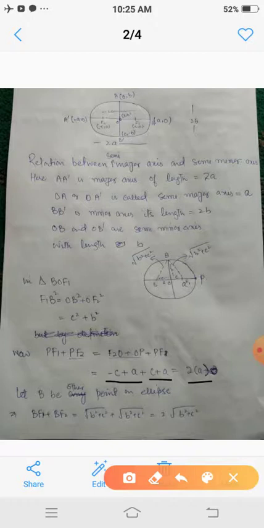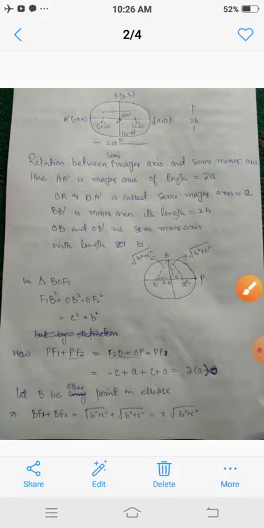Now let B be another point. Let's assume that B is this point. Then by definition, BF1 plus BF2 equals root of B square plus C square plus root of B square plus C square, that is simply twice root of B square plus C square. Now B lies on the ellipse and P lies on the ellipse, so by definition the sum of the distances of these two points from the two fixed points is constant and the same, which implies that 2A equals twice root of B square plus C square.